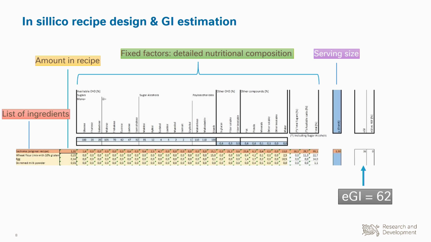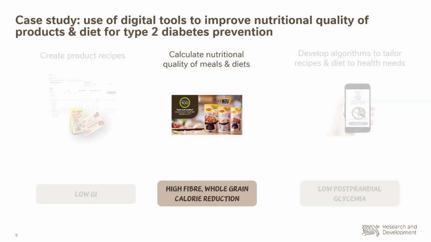And then we can see very rapidly what would be the predicted glycemic index. Here we see we have 62. It may be in the medium range, and if we want to go to a lower glycemic index, then we can play with the recipe, add, for example, whole grain barley instead of refined wheat flour, and see immediately how the predicted glycemic index would behave instead of going through multiple clinical trials. So this is how a first example of digital tools can help on product development.